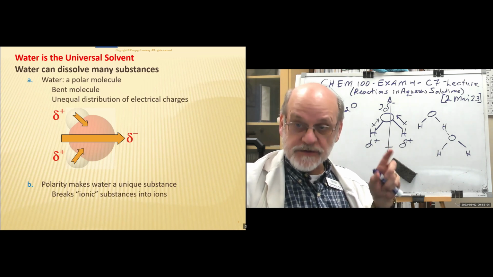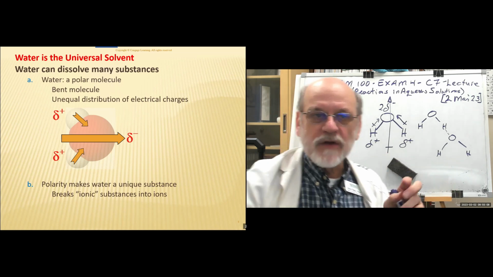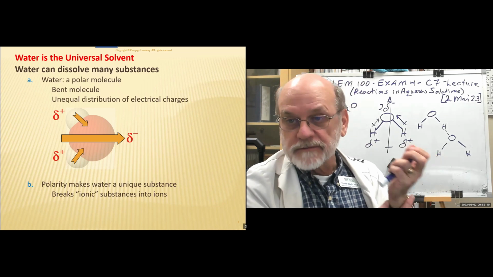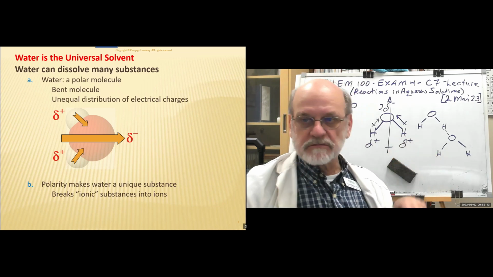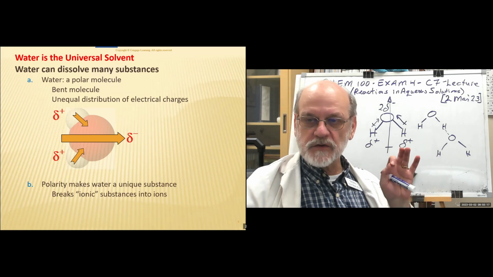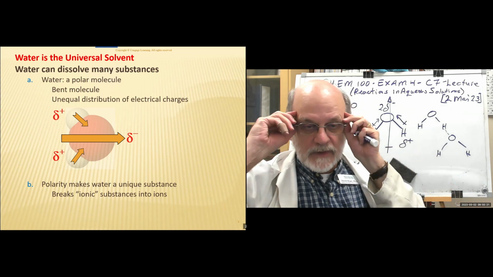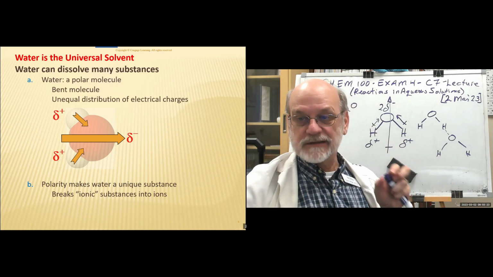Many ionic substances can be broken apart. Sodium chloride, for instance. If you have a sore throat and you need to gargle salt water, you know what to do. You put a teaspoon of table salt into a glass of warm water, and it goes into solution, and then you gargle it.